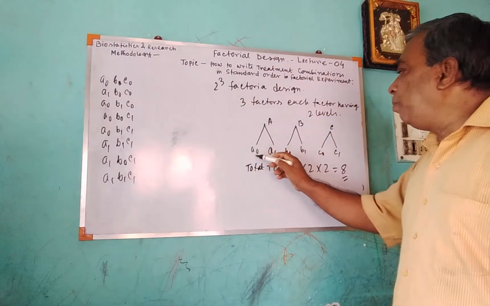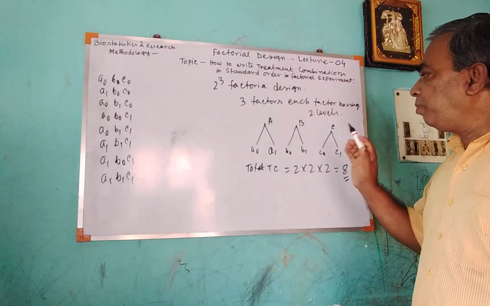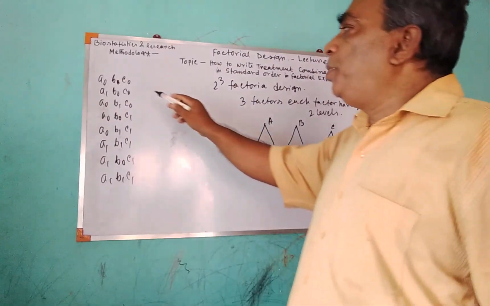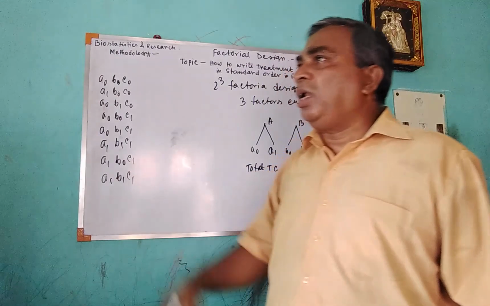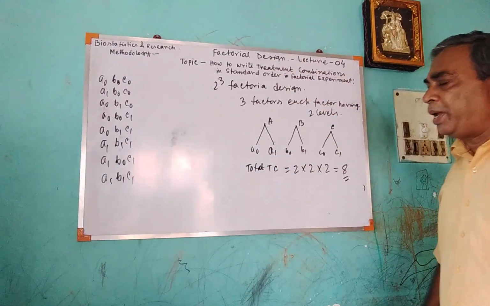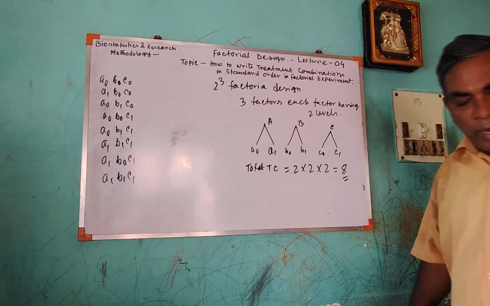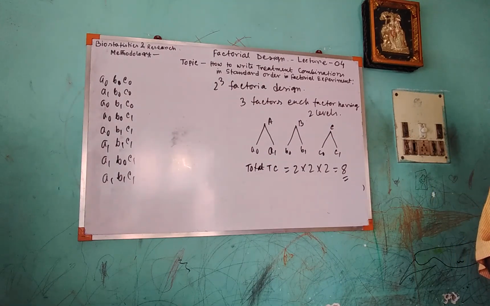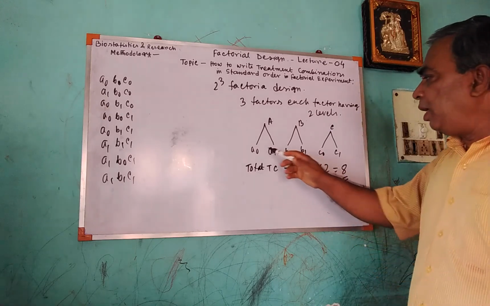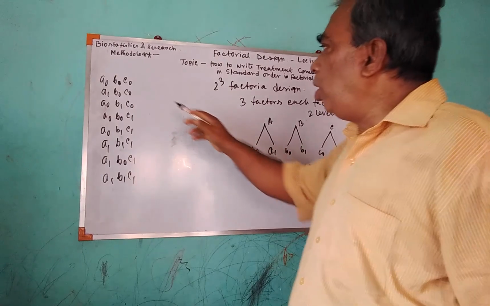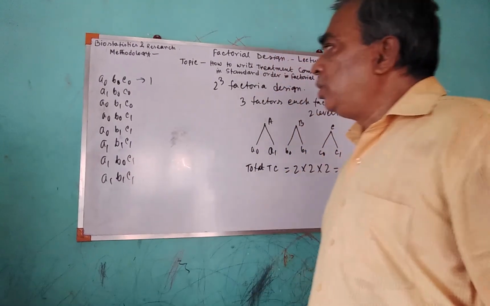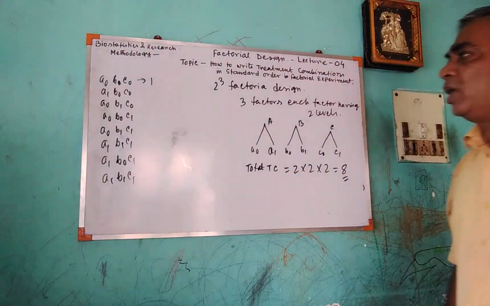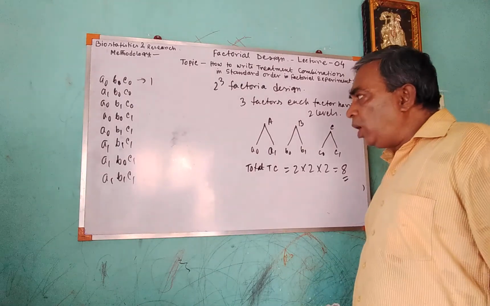That means if we combine all these factors, we take the lower level: A0, B0, C0 means all factors are at the lower level. Suppose A is a Panadol tablet, B is a Disprin tablet, and C is another painkiller tablet. These are the levels. With all three factors at the lower level, this is written as 1, or you can say I.